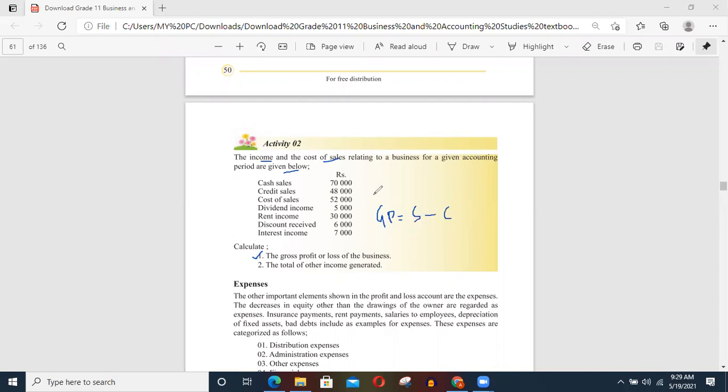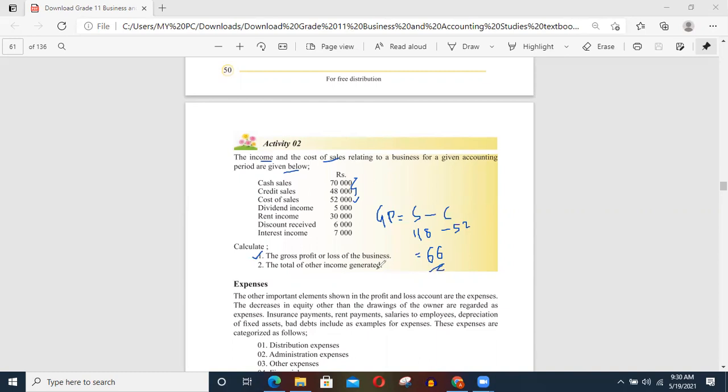Okay, so when it comes to sales, there are two things given, cash sales and credit sales. When you add these together, how much do you get? 70 plus 48 would give you 118, right? So that's the total amount of sales. And let's look at the cost of sales. Over here, you do not have to calculate anything because the cost of sales is given right away. So minus 52,000 will give you a gross profit of how much? When you minus 52 from 118, you get a gross profit of 66. Okay, this is a gross profit, not a gross loss.